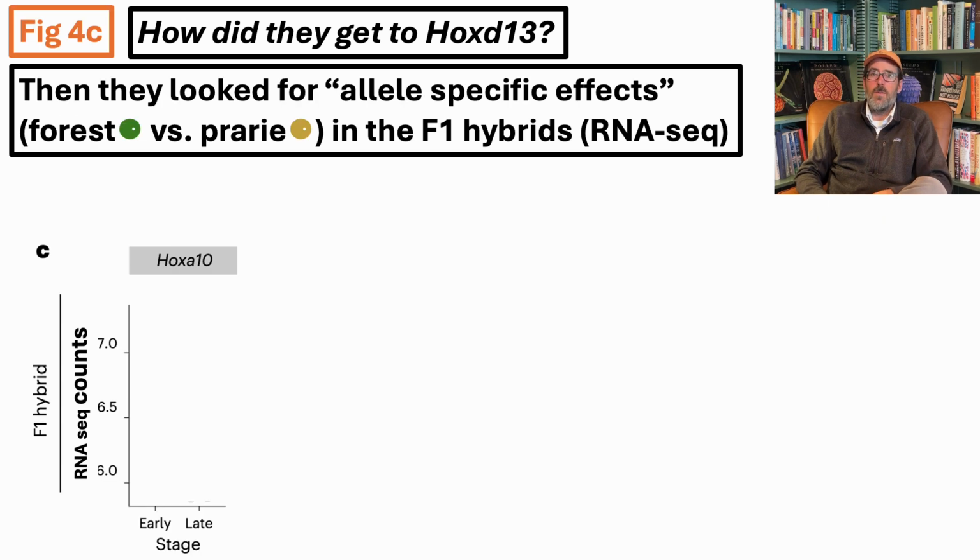Next thing they're going to do is look at allele-specific effects in the F1 population. So they look at each one of these genes. We'll start with HOXA10, looking at the forest, which is going to be a green dot, versus the prairie allele, which is going to be the tan dot. In the F1 hybrids, the RNA-seq counts in early and late. This is what the data look like. The forest RNA-seq count for HOXA10 versus the prairie HOXA10 expression.